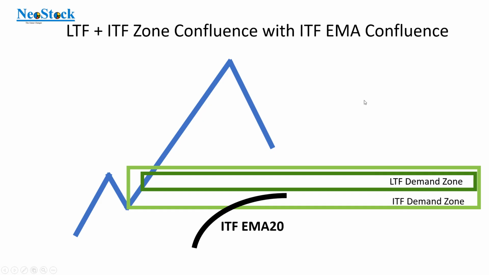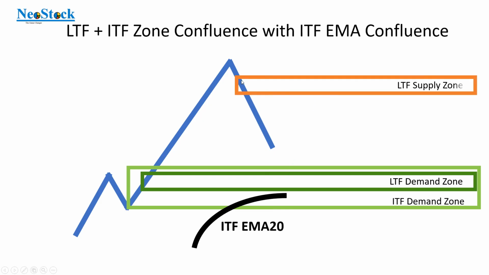It should overlap. Okay, hope now you got clarity on what exactly this LTF plus ITF zone confluence with ITF EMA confluence is. What will happen? Such kind of confluence indicates the order flow is very strong and there are higher chances the prices will reach the target zone. Look into this. Here we have a target zone. Which target? The LTF zone, because we are taking entry at the LTF demand zone. Mostly you keep your target at the LTF supply zone.